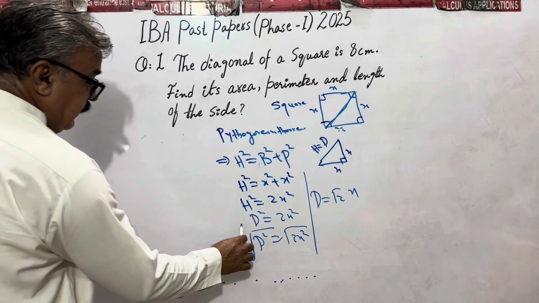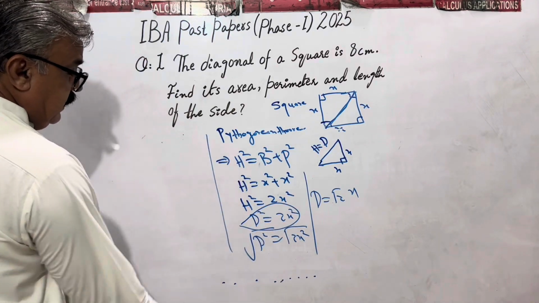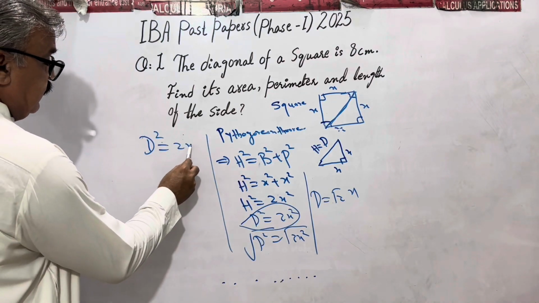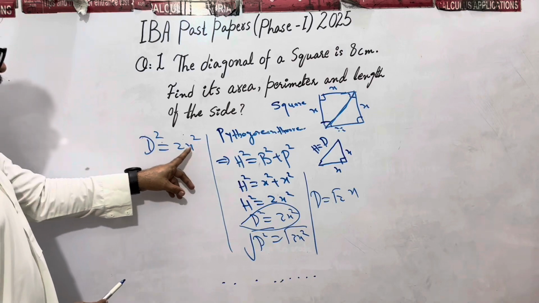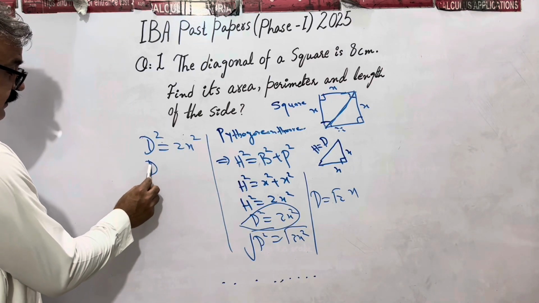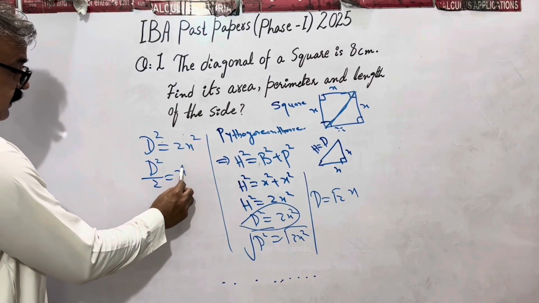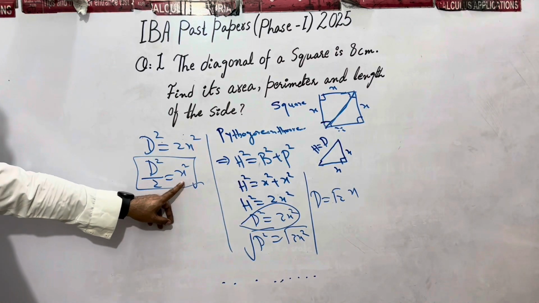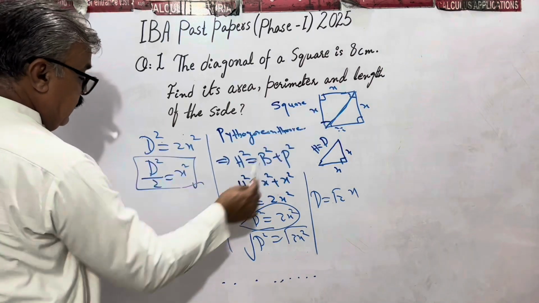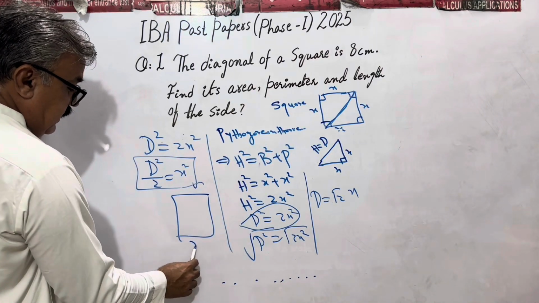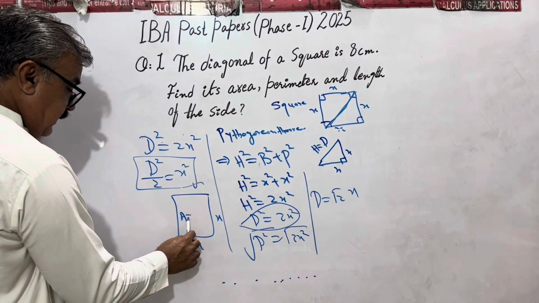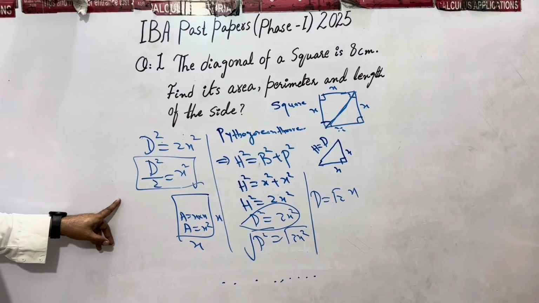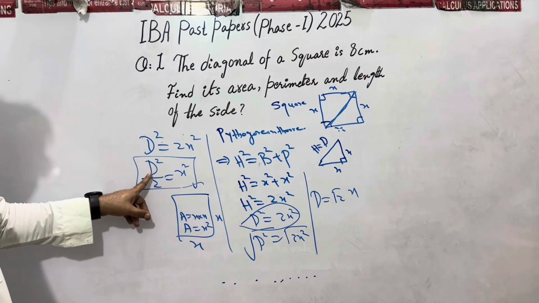From here, one can find the formula for the area of a square when the diagonal is given. Diagonal square is equal to 2x square. Shift 2 here: diagonal square over 2 is equal to x square. X square is our area, since length is x and width is x, so area is x into x.